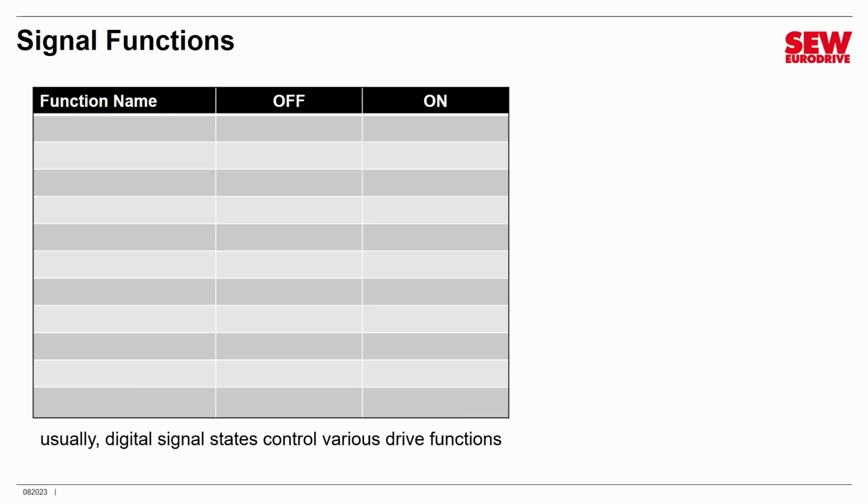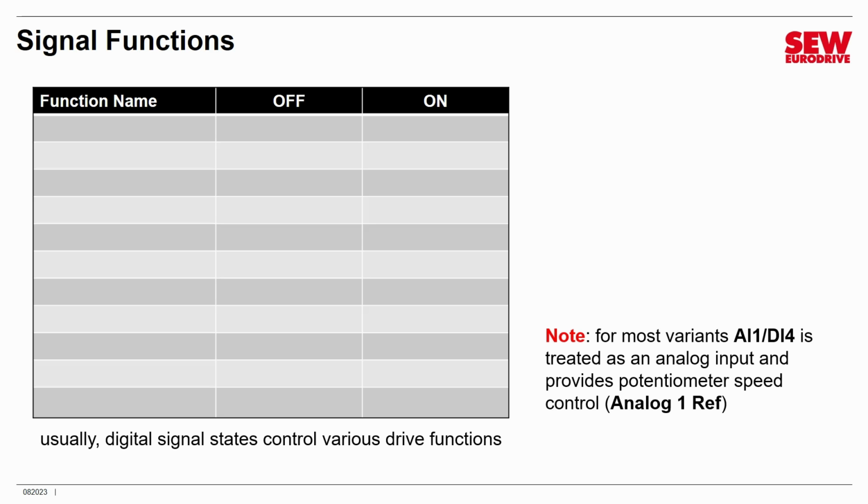In most variants, the digital signal states, whether they're on or off, will control various drive functions. I'll mention as well that for most variants, not all but most, analog input 1, digital input 4, is treated as an analog input and is meant to be connected up to a speed control potentiometer. This is called analog 1 reference. If you see that as a signal name, it means a potentiometer feeding a voltage that ranges between 0 and 10 volts and is meant to control the drive's speed. So that's going to be true for most variants, although not all of them.